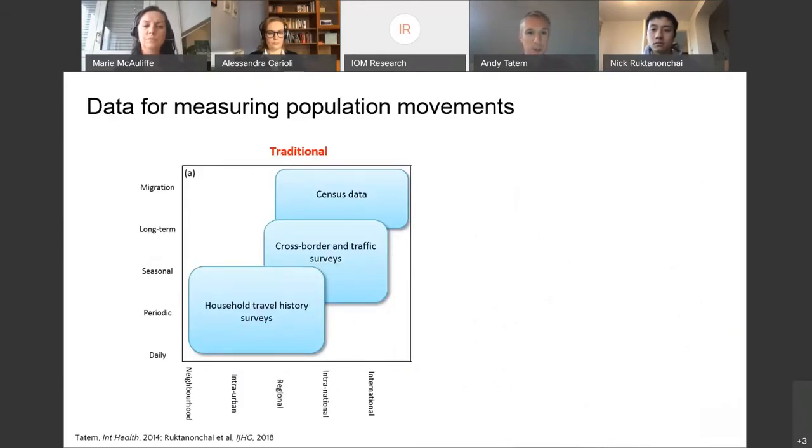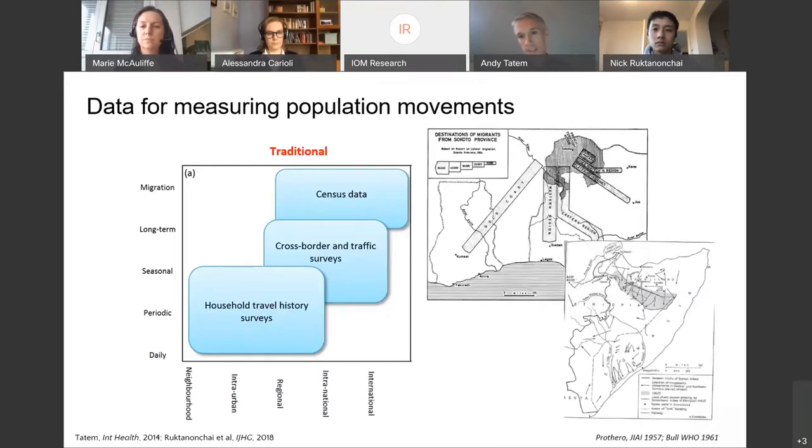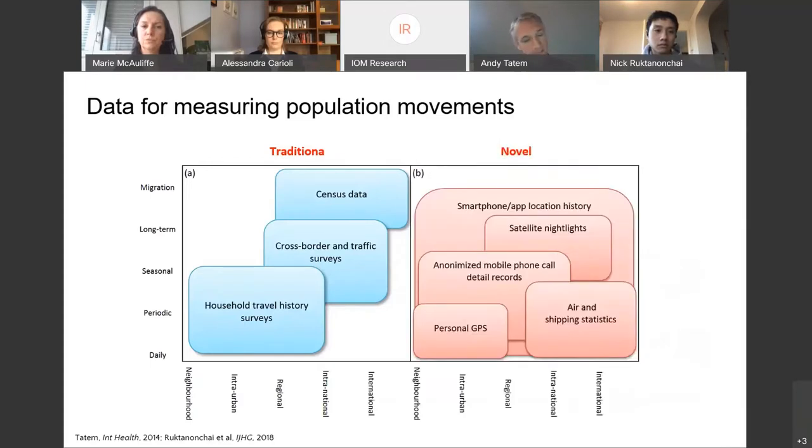Importantly, there are what we call here traditional data sets, and these remain vital. Household travel history surveys, cross-border and traffic surveys, census data, all providing information on different spatial scales and temporal frequencies. These have been vital data sets across the last century or so in terms of understanding drivers of migration and mapping out flows. And so we have some epidemiological work from Mansell Prothero back in the 50s and 60s that did some really interesting work on understanding migration patterns. What we're going to talk about today are these other types of data set that are coming in really to complement those traditional data sources.